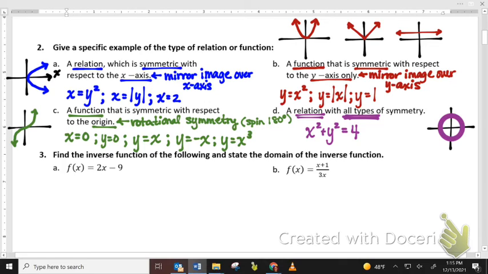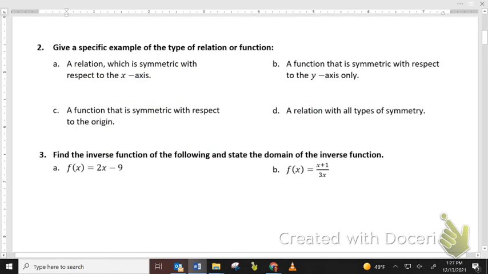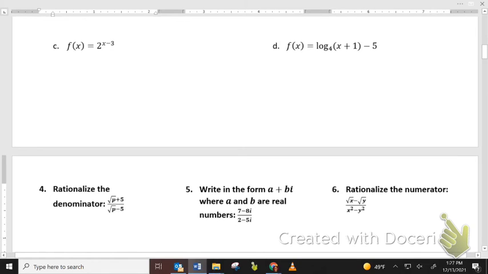What else did you guys want to talk about? Which one? 3C, absolutely. This is find the inverse and then name domain and range, right? Oh, it just says domain of the inverse. Cool. So finding the inverse function, what do you know inverse means to do? Yep, we're going to switch x and y. So this is going to become x equals 2 to the y minus 3.